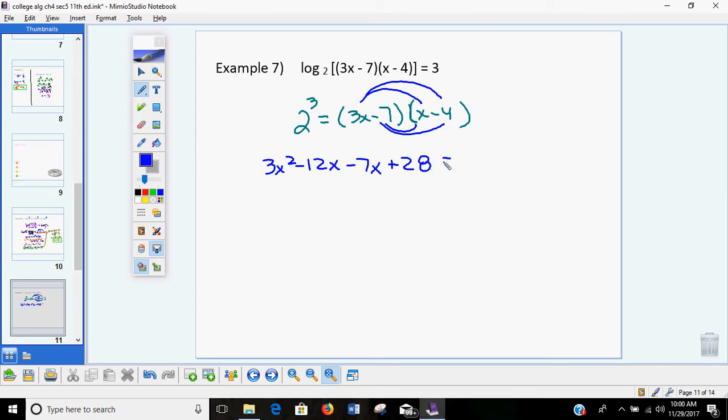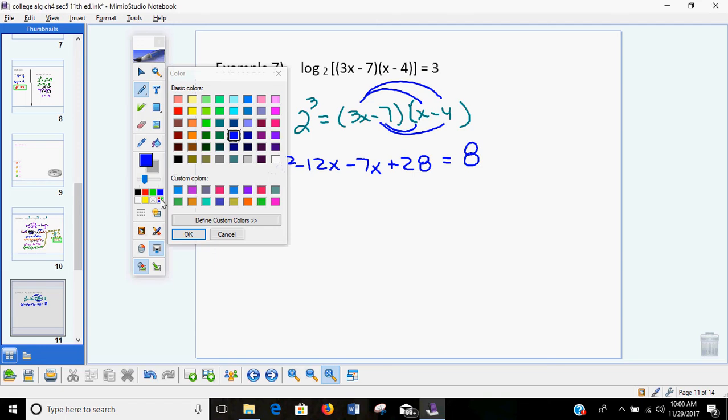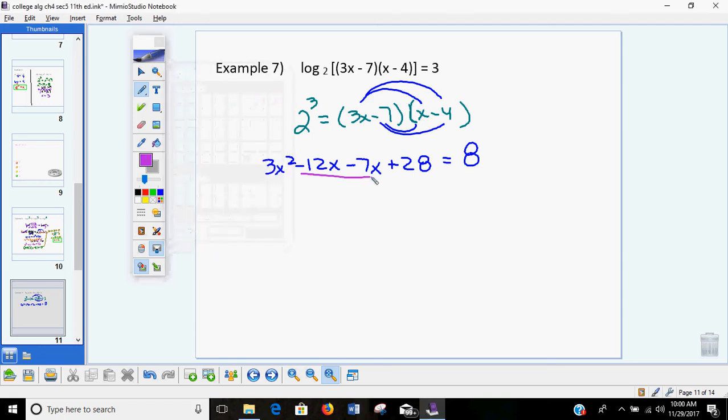I moved that to the left-hand side because I like my x squareds on the left. Now 2 to the third is 8. So I'm going to have that equal to 8. Let's simplify it a little bit here. We can add our x's together. So I'll have 3x squared minus 19x. I can also move that 8 over. I know I'm going to have to factor because I have an x squared. So I'm going to move the whole number over and get this ready to factor. So I'm going to subtract that 8. That leaves me with plus 20 equals 0.